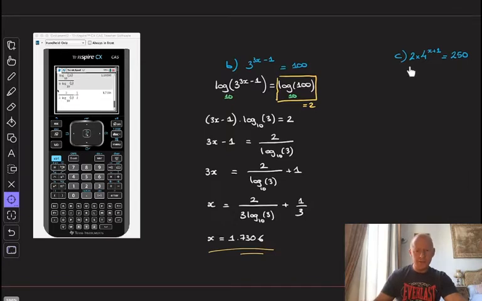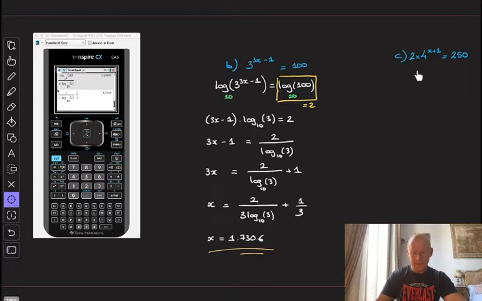In this case, though, I've got a 2 multiplying the 4 to the power of x plus 1. And when that happens, I need to start by getting rid of that. I cannot apply the logarithms right away, because otherwise I'm going to be stuck with this 2 inside the log, and if I am, I can't use the law of logarithms.